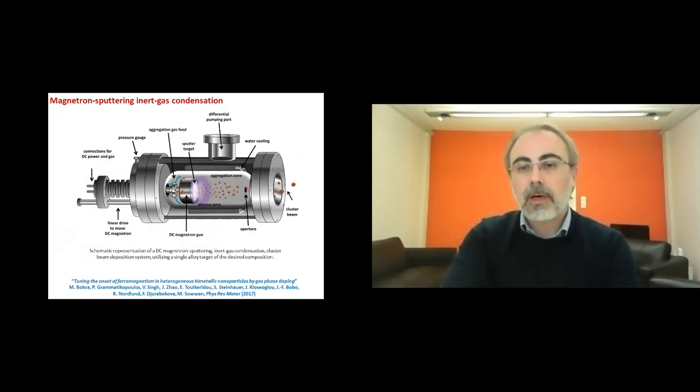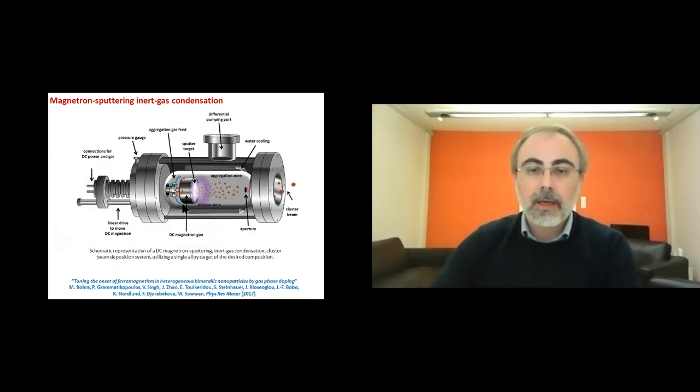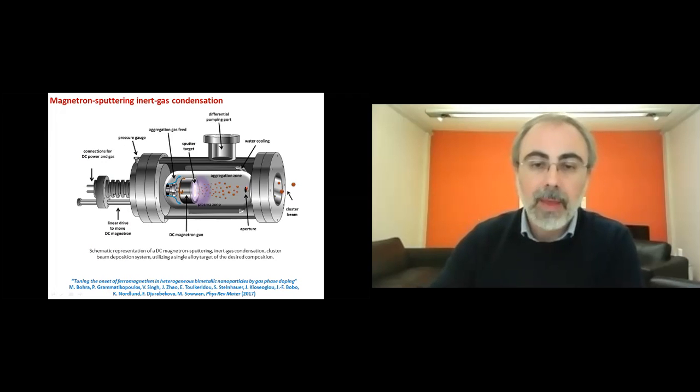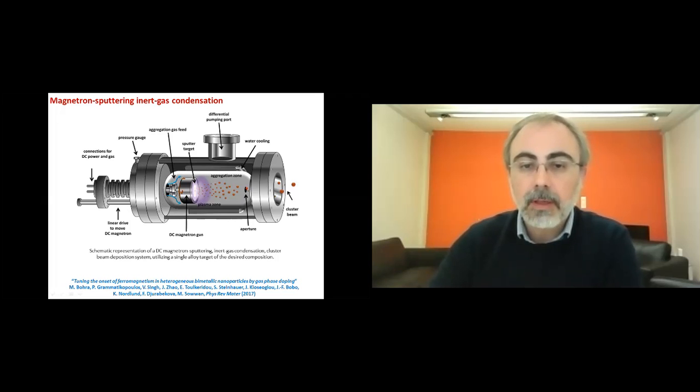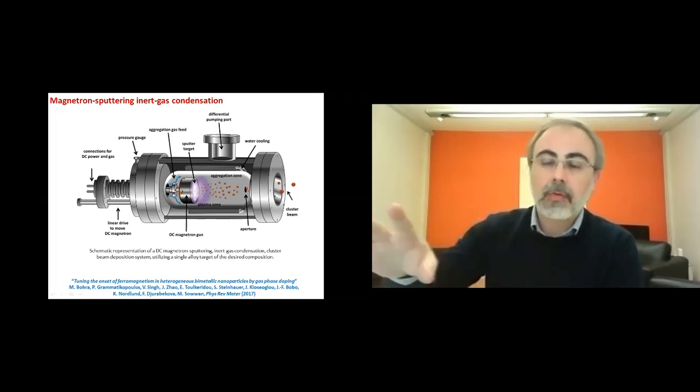So this is what our nanoparticle source looks like. We have a target of the material that we want to sputter and make the nanoparticles of, which is mounted on a magnetron gun, and then inert gas is introduced in the chamber. This is a high vacuum chamber. The inert gas is ignited as plasma, and then the charged ions of this plasma become very energetic and bombard the target. As they do, they sputter atoms away from the target.